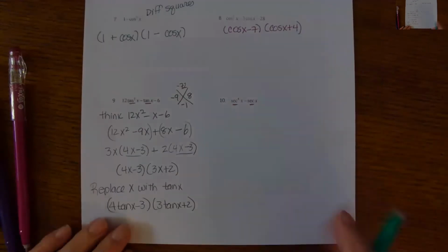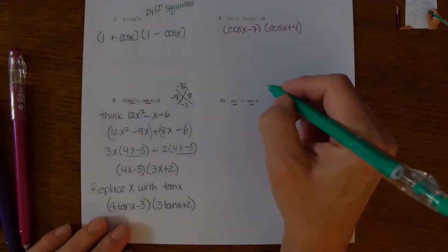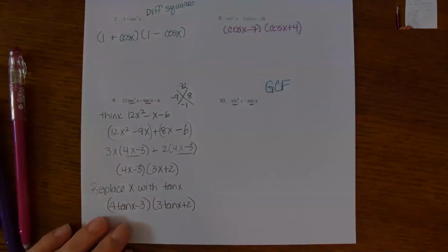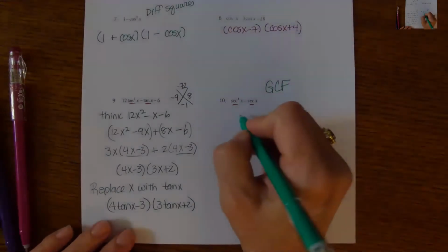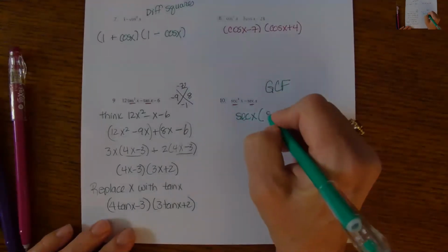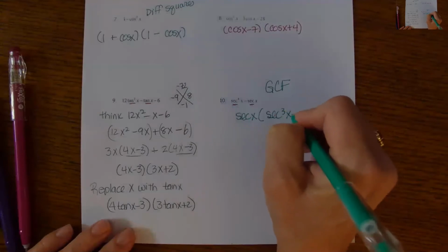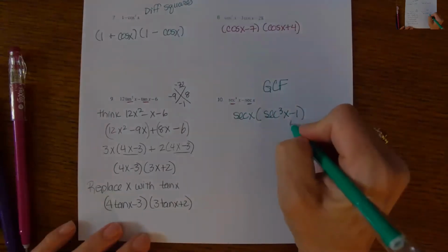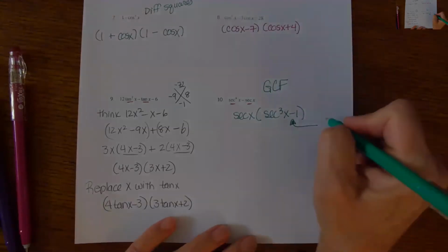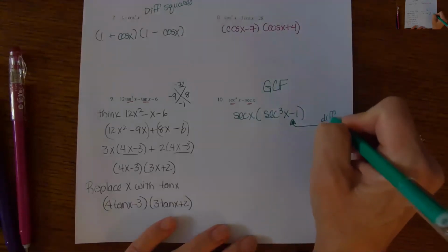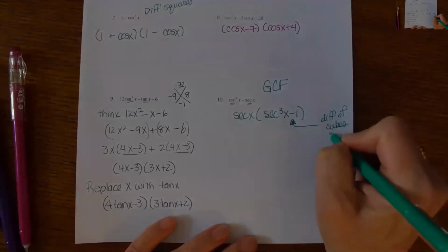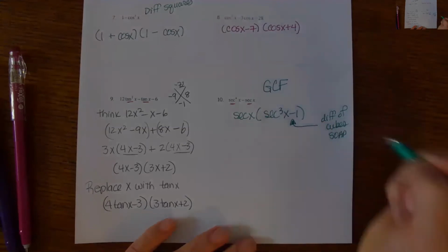What process should we use? Has 3 letters. GCF. Always GCF if you can. So I could take out secant x, and what's left inside? Now, what is this fellow's name? We just did one. Difference of what? Difference of cubes. So that's going to use SOAP.